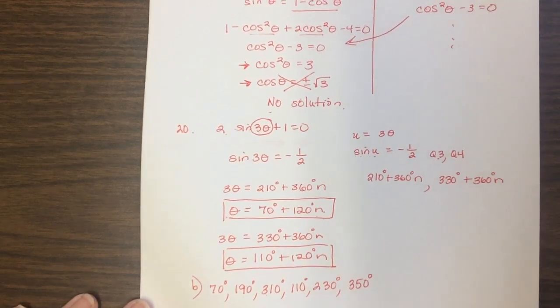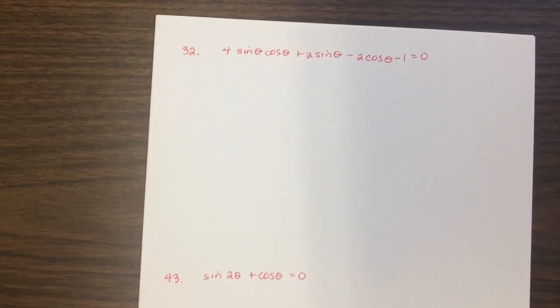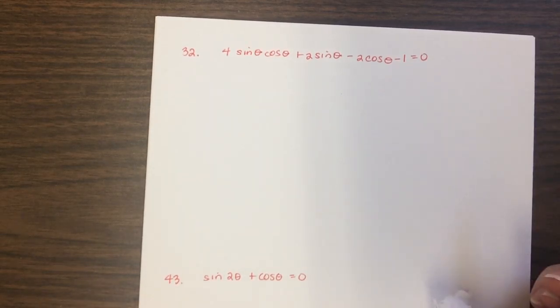Let's just keep going. Alright, we're finding all solutions here, either all solutions or between 0 and 2 pi. Doesn't matter. It does give you the hint, though. It says solve by factoring.